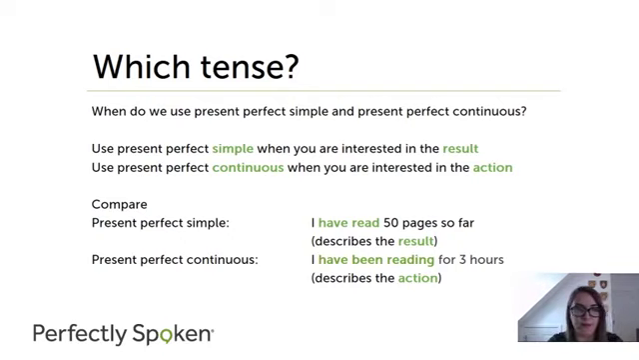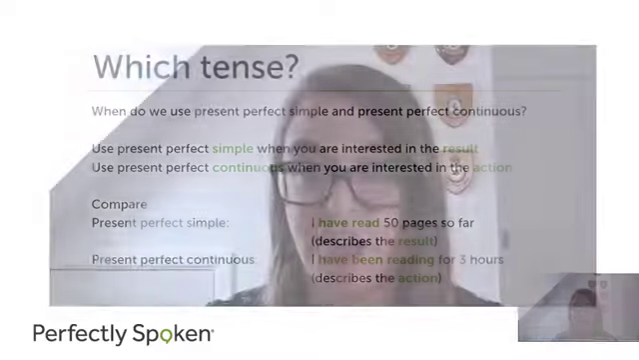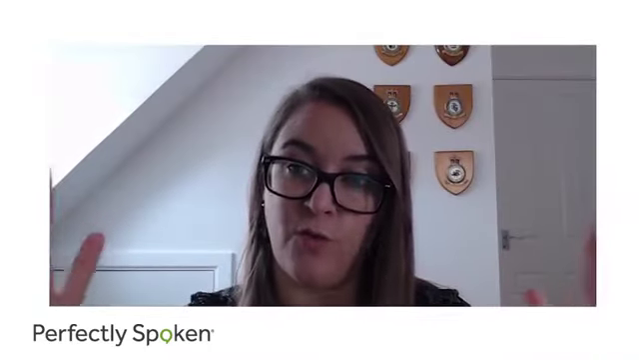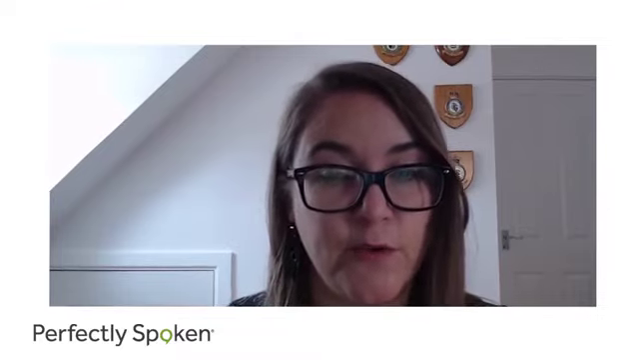Let's compare. I have read 50 pages so far. This describes the result. The result is that 50 pages are finished. So you use present perfect simple. But if I want to emphasize the action, present perfect continuous. I have been reading for 3 hours. It emphasizes the duration, the action of reading for 3 hours. So it depends if you're focusing on the result or the action.